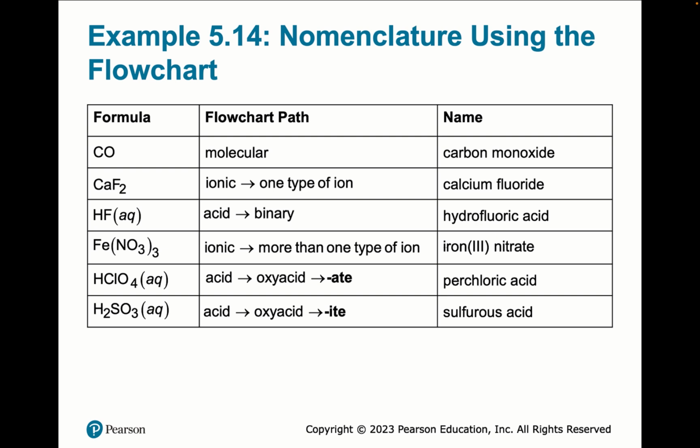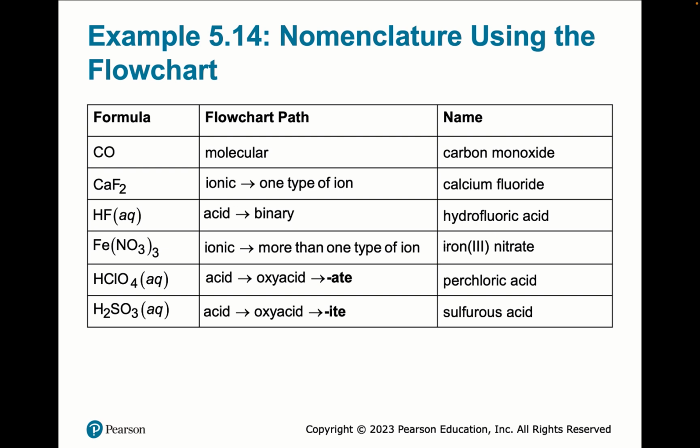HF, aqueous, since it's in water, it's an acid. So for fluorine, it's fluor, plus the ic. So hydrofluoric acid, nasty stuff. So Fe(NO3)3. This is an ionic compound. It has more than one type of ion. Nitrate tends to be -1. So three -1s means the iron is +3. So we say iron(III) nitrate.